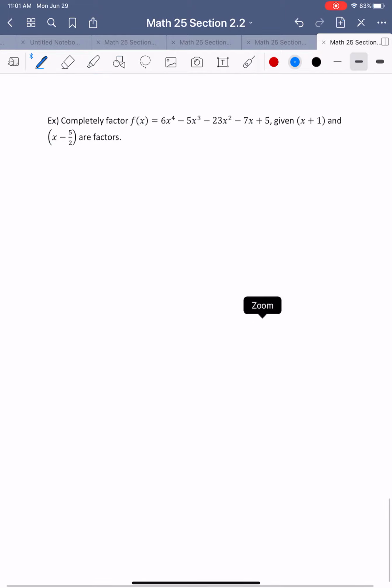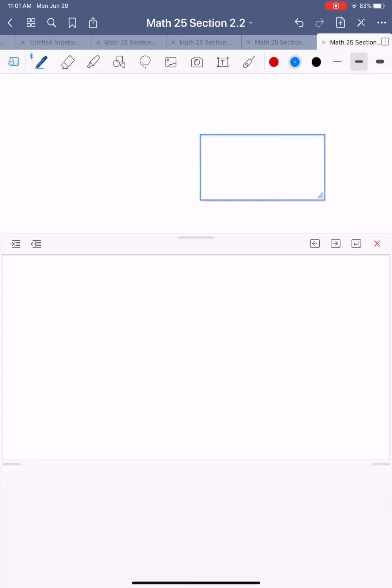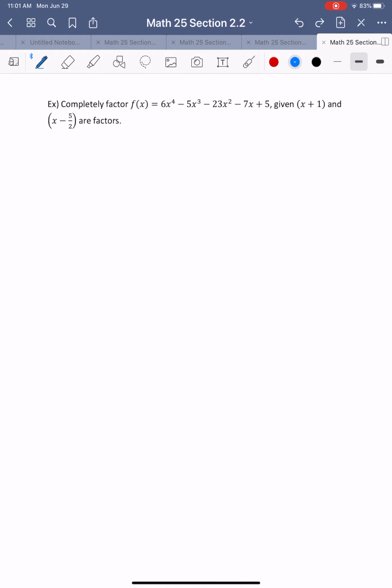All right, next page. Completely factor f of x equal to 6x to the 4th minus 5x cubed minus 23x squared minus 7x plus 5, given x plus 1 and x equal to 5 over 2 are zeros. So since we have a 2, 0, hold on a second. What's going on here? Sorry about that. Okay, let's go back. What did I do? Okay, all right, I'm back. Sorry about that. So first of all, I'm using -1 as a 0, and then I'm using the 5 over 2 as a 0, okay?